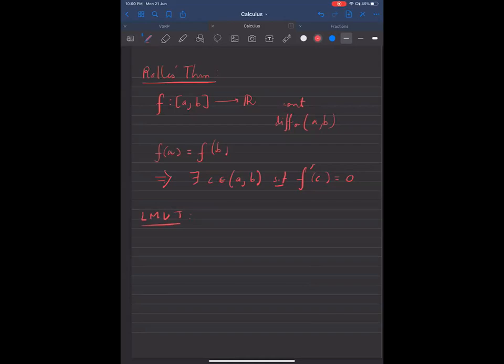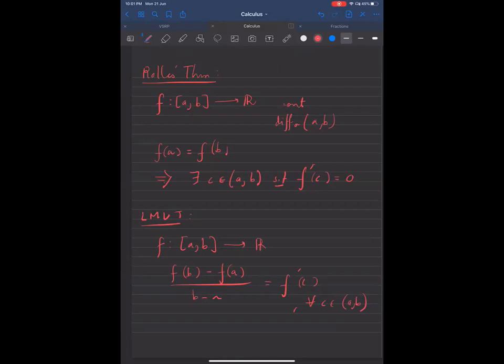For any continuous function from closed interval [a,b] to R, differentiable on the open interval (a,b), there exists a point, a real number c, in the open interval (a,b) such that f(b) minus f(a) equals (b minus a) times f'(c). Exactly. Very good. So this is the thing.